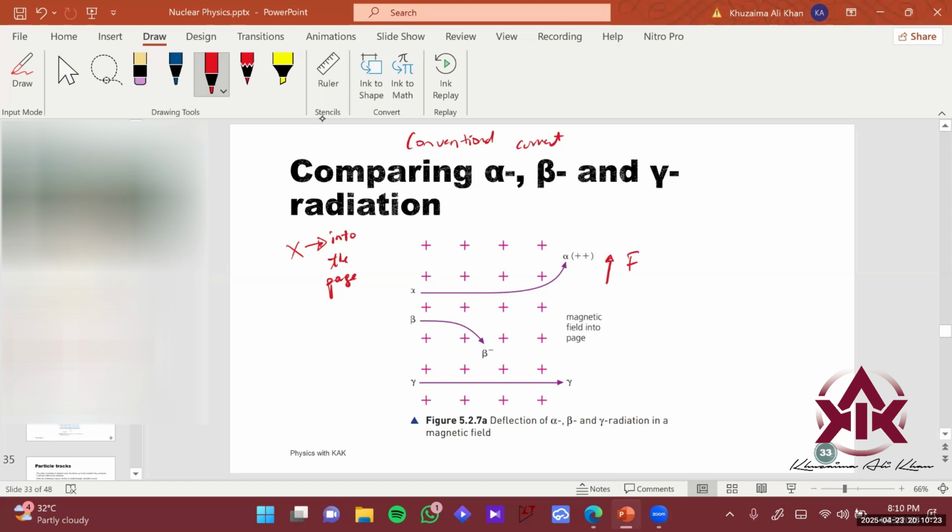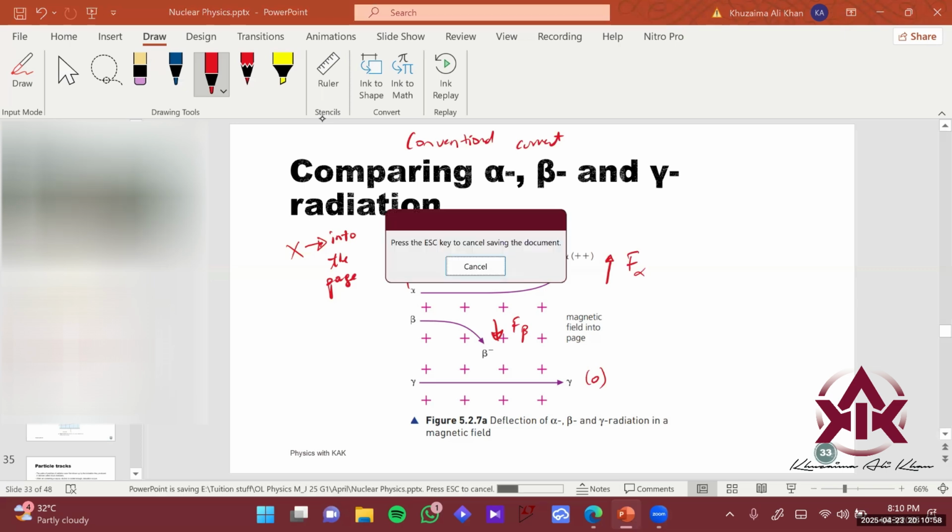So alpha particles are positive. Gamma particles are neutral, zero charge, so they go straight. What about beta particle? Same thing. The magnetic field is into the page. So we take the positive flow. If electrons are moving in this direction, that is the direction of the beta particle entering, then positive would be opposite, right? So you have a force at the bottom. That is why the beta particles are going down. Force on beta and force on alpha, right? So this is how they behave in the magnetic field over here.